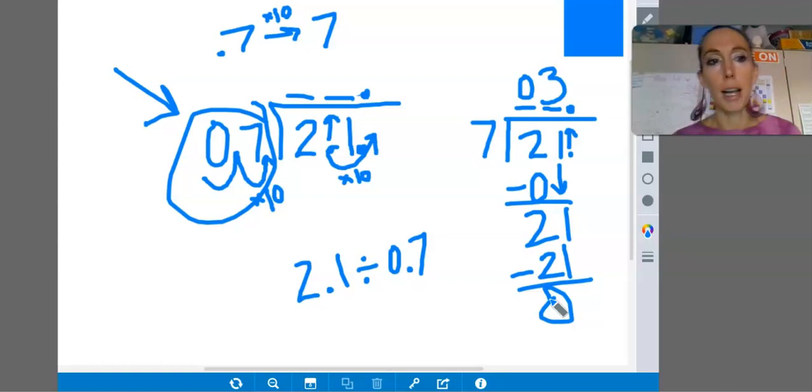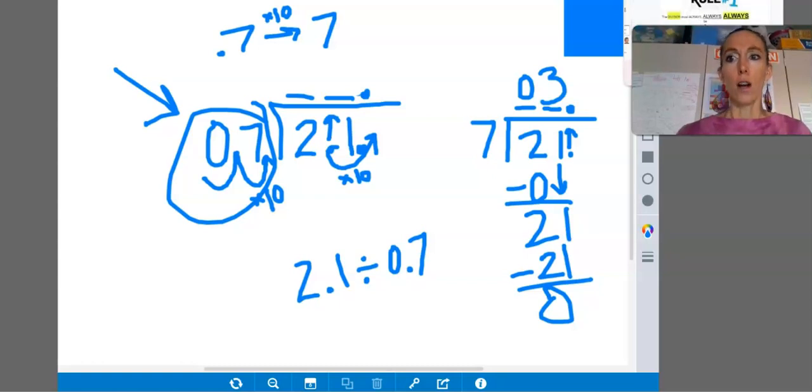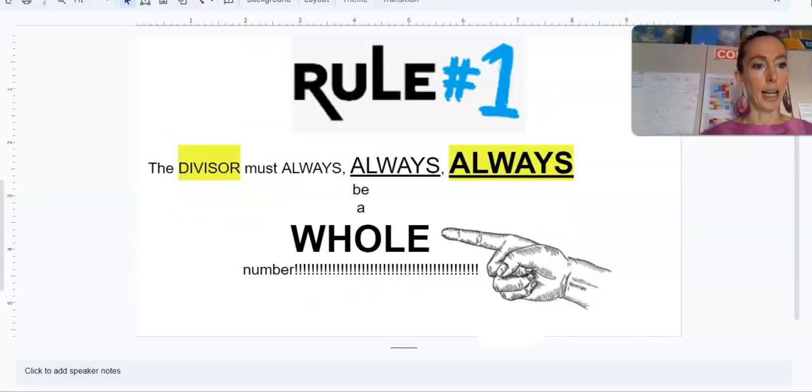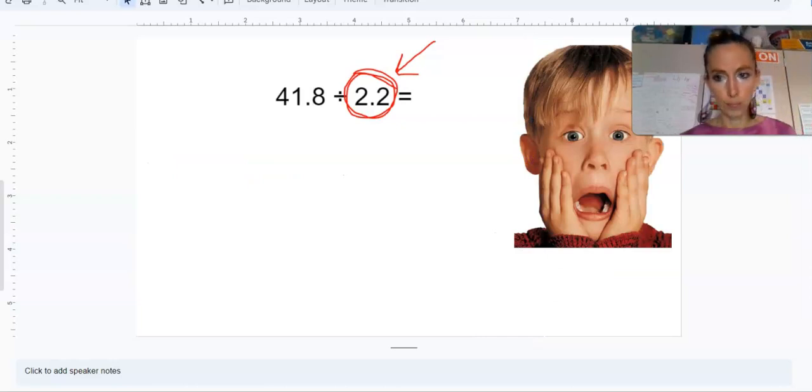Now, doing it one time is not going to make you a pro at this. So you just have to keep on trying and keep on going, okay? We're going to take a look at another one together, okay?